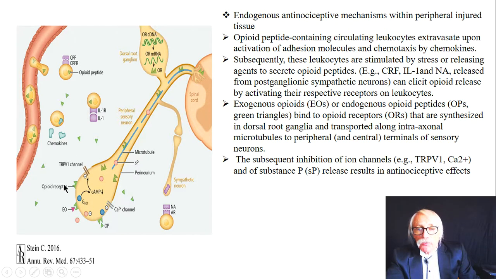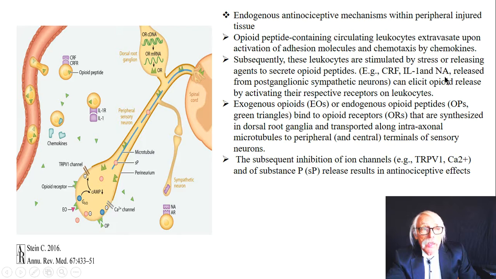So when that happens, and you're down here, let's just read right off here. Endogenous nociceptive mechanisms within the peripheral injured tissue is what you're looking at here. The opioid peptide containing circulating leukocytes, which are these here, okay, that are brought there because of extravasation and adhesion molecules, for example, in the extracytoplasmic space. And that's induced by chemotaxis, by the chemokines that we talked about a few slides back. Subsequently, those leukocytes are stimulated by stress, or basically releasing agents to secrete opioid peptides.